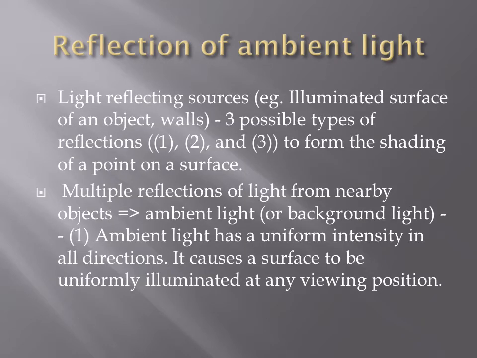Reflection of ambient light. Light reflecting sources, as we had already discussed, are of two types, point and distributed. Multiple reflection of light from nearby objects is ambient light. Ambient light has a uniform intensity in all directions. It causes a surface to be uniformly illuminated at any viewing position. This type of light, ambient reflected light, has a light component which is non-directional and is expressed as a product of multiple reflections from the surroundings.